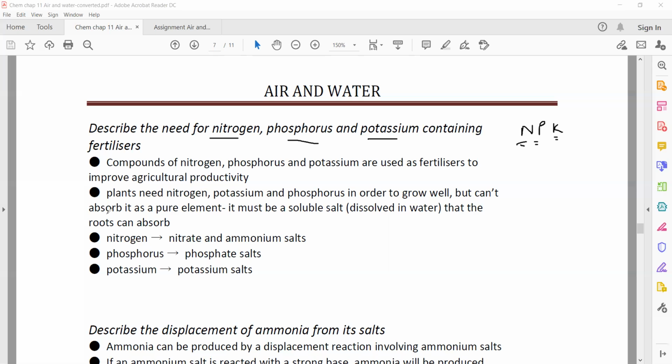From which type of fertilizers will the plants get nitrogen? It can get nitrogen from nitrates and ammonium salts, because nitrate means NO3, which will provide nitrogen to the plant. Ammonium salt means NH4, which will also provide nitrogen. Phosphorus comes from phosphate salts like PO4, and potassium from potassium salts. So for the growth of the plant, we need these three elements: nitrogen, phosphorus, and potassium, also known as NPK.